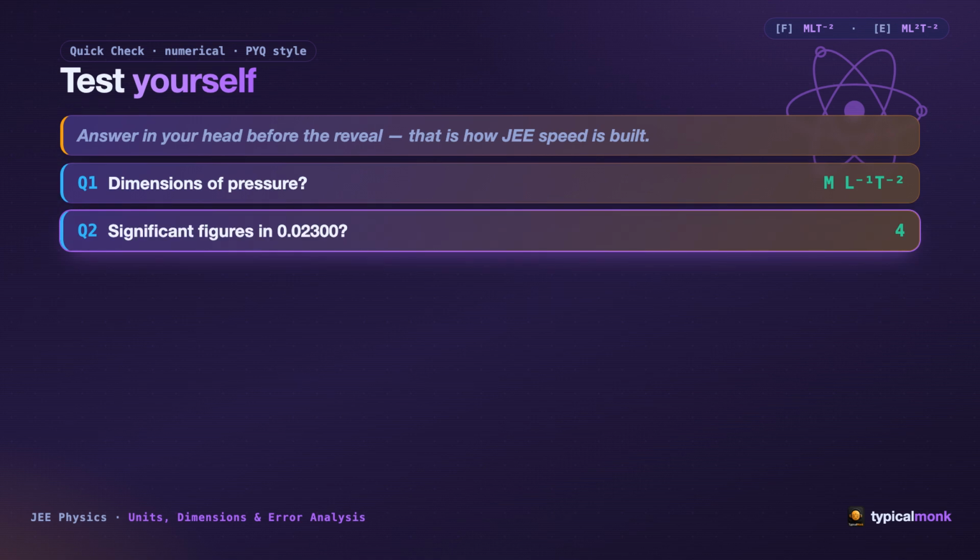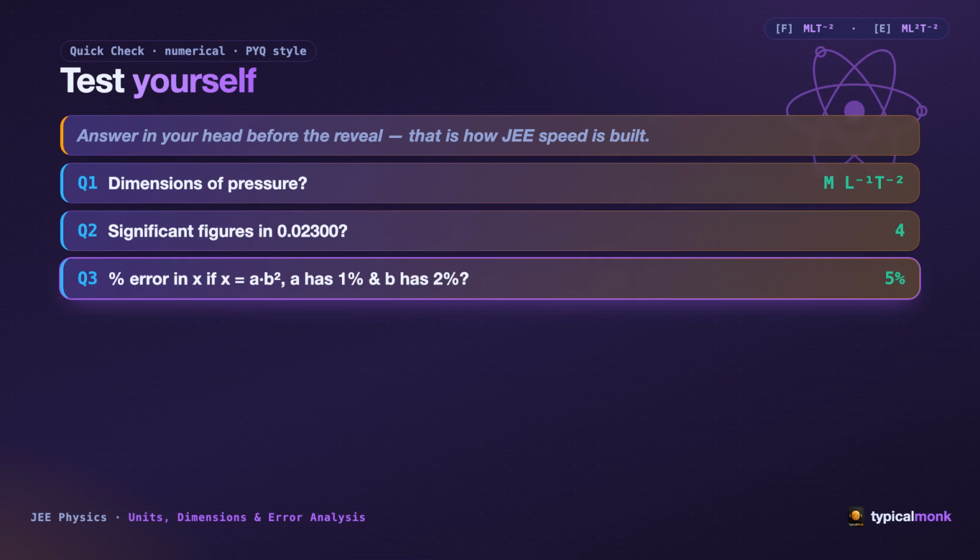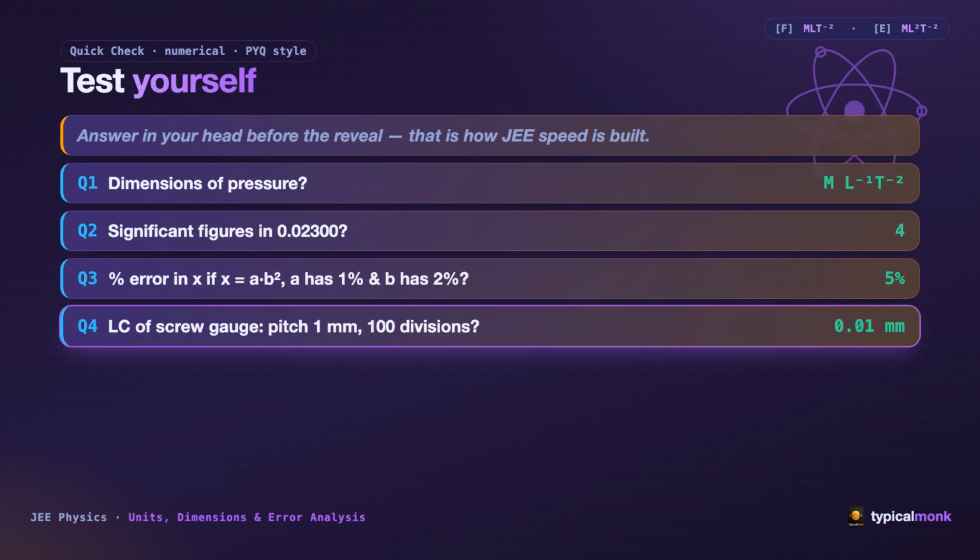Question 2. How many significant figures in 0.02300? Count from the first non-zero: 4. Question 3. If x equals a times b squared, a has 1% error and b has 2%, what is the error in x? 1 plus 2 times 2, 5%. Question 4. A screw gauge has a pitch of 1 mm and 100 divisions. Its least count? 1 divided by 100, 0.01 mm.